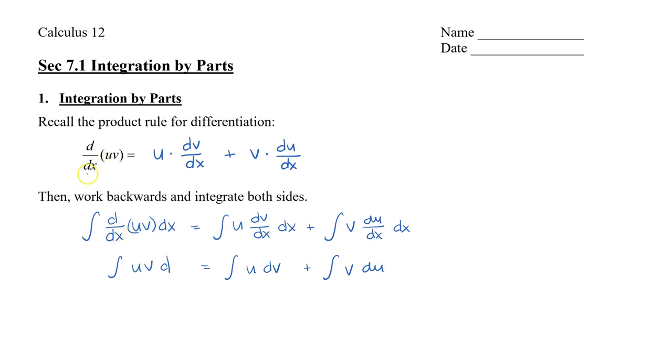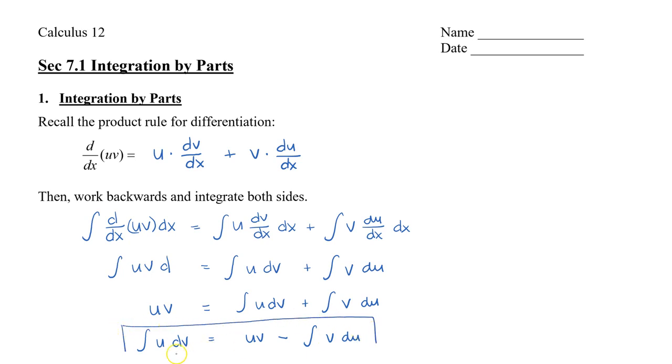Now, since I'm taking the integral of the derivative of uv, they're inverses of each other, so we just get u times v equals the integral of u dv plus the integral of v du. Now, what we're trying to integrate is actually the integral of u dv. So I'm going to isolate that, and move the integral of v du to the other side. So I have the integral of u dv is equal to u times v minus the integral of v du. And this little formula here will help you to integrate by parts. And I'm going to show you how this works.